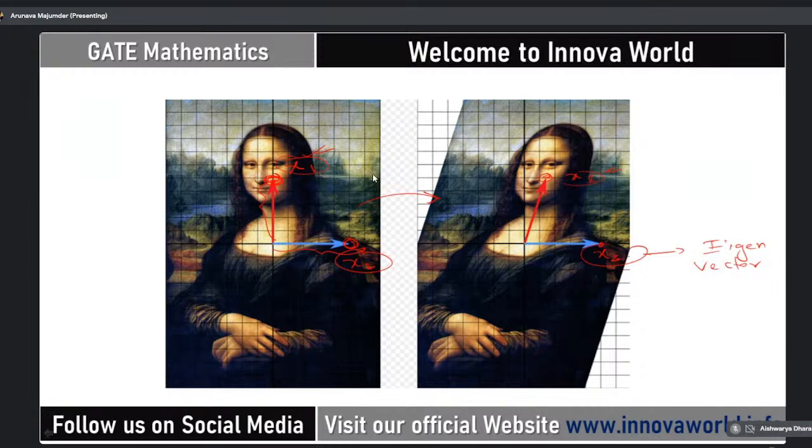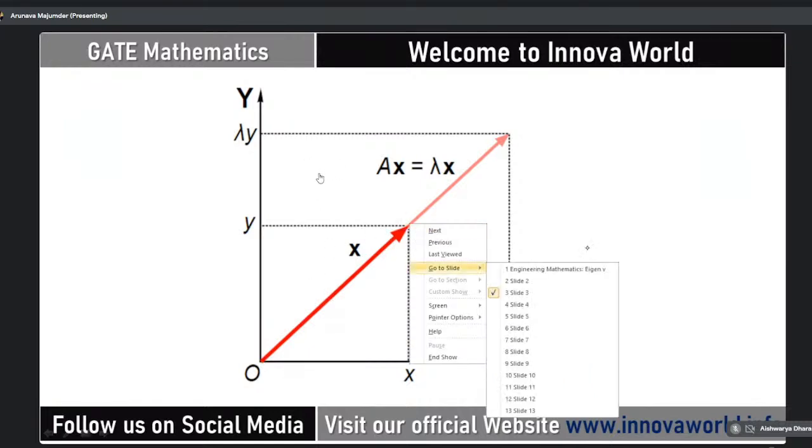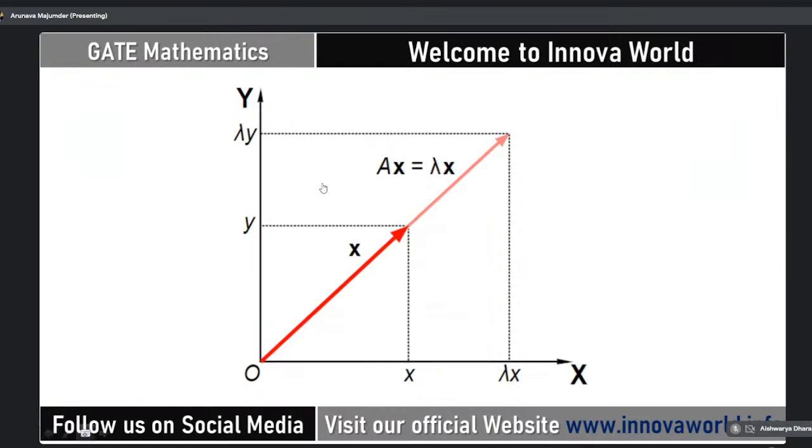Now come to this particular picture. You can see it is an xy plane. Now we have shown you here a vector x. This is the vector x.